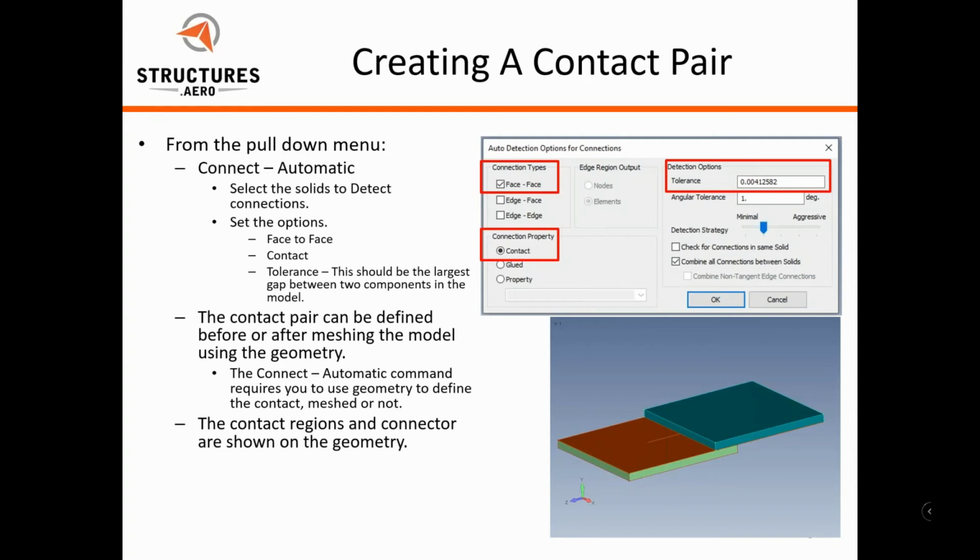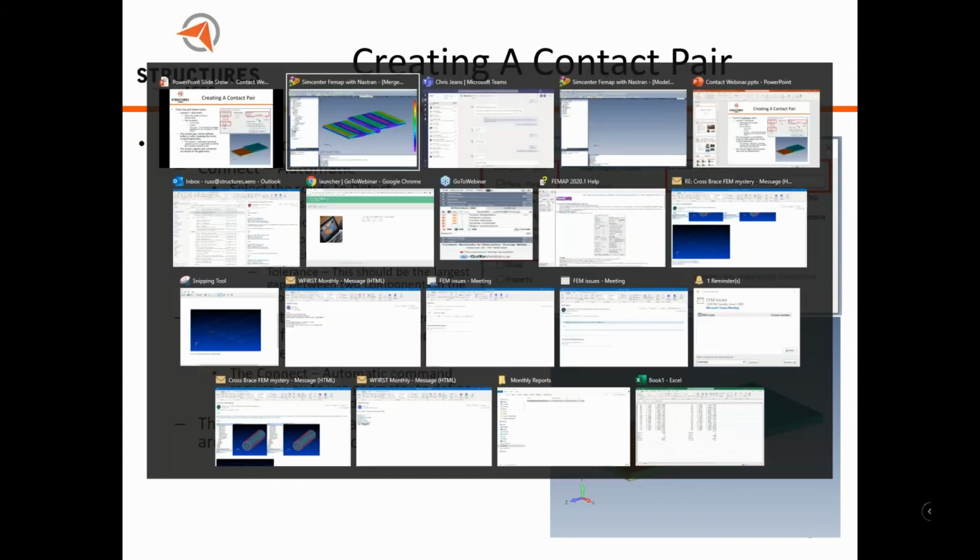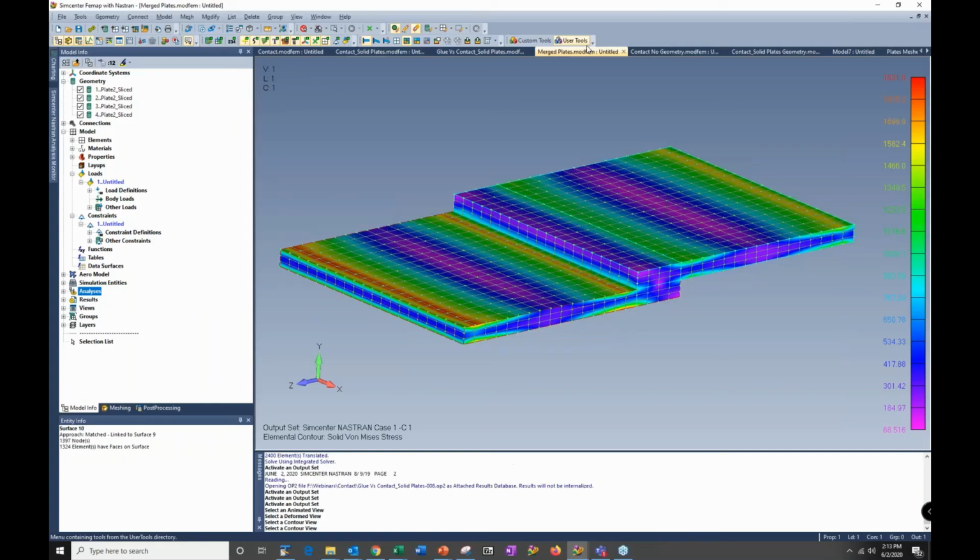Using the connect automatic, you're going to be forced to use geometry, whereas if we create our regions manually and create our connectors, which we'll see an example of as well, then you'll be able to use element faces to create the regions. So geometry is not always required to use this feature. So let's go out and take a look at what that looks like. So I have a piece of geometry here.